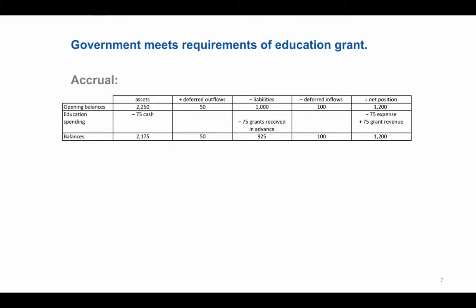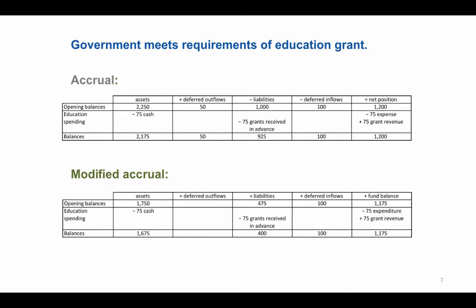The liability now is eliminated because it's met the requirement, so there's no longer any possibility that it would have to pay the money back. And this is when it recognizes the grant revenue. It's met the requirements, and now it can recognize the grant as revenue. Under modified accrual, it's dealt with exactly the same way. And I think you will find, in fact, as we go through these, that accrual and modified accrual for these types of transactions are exactly the same.